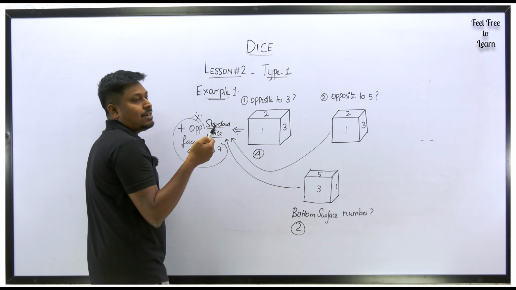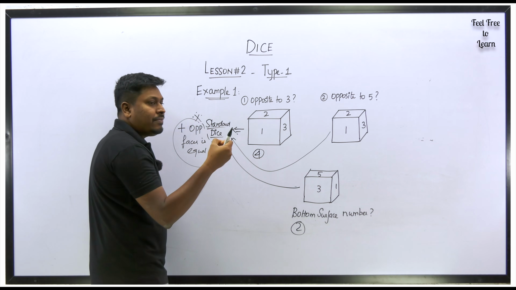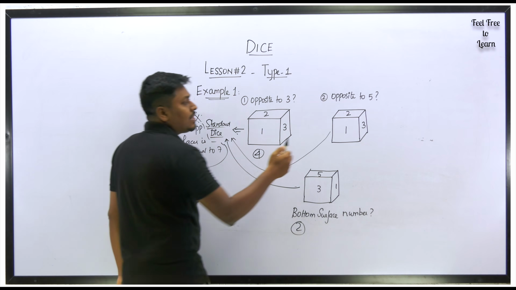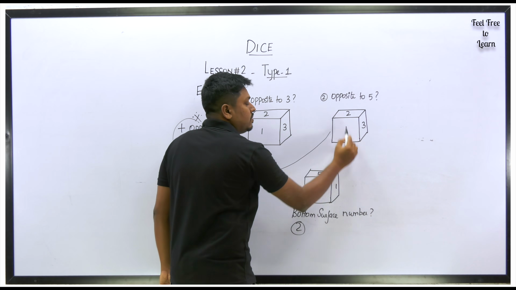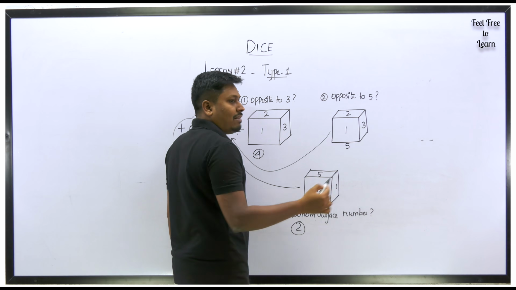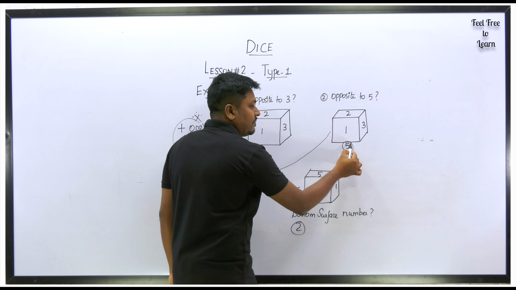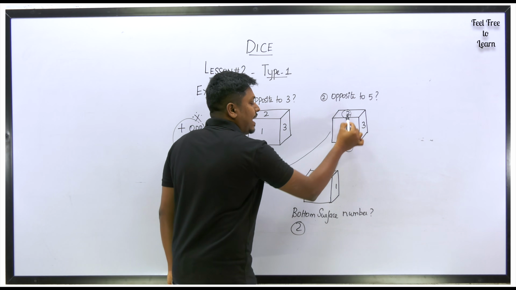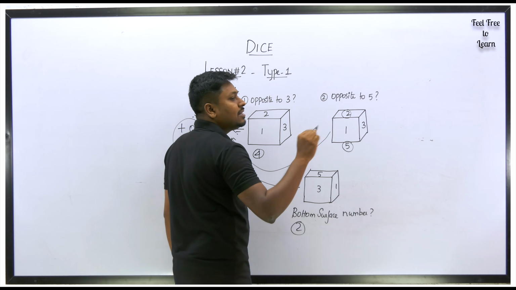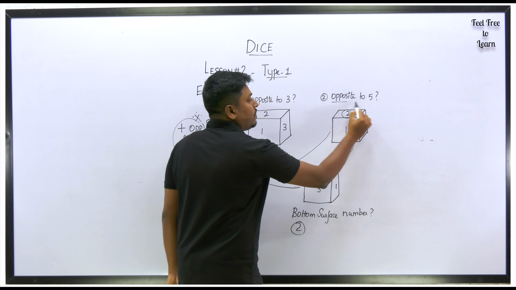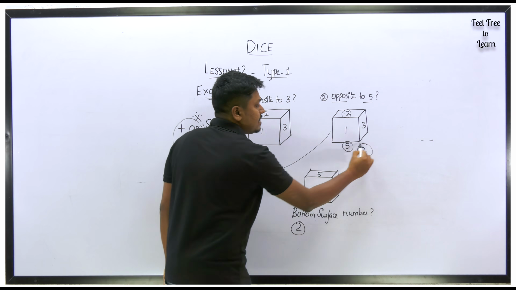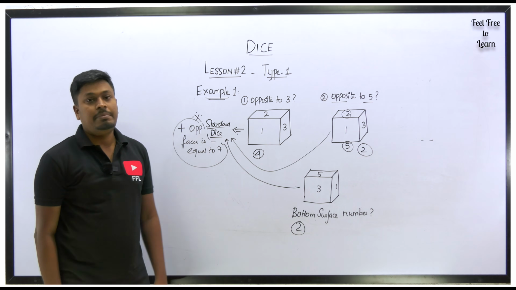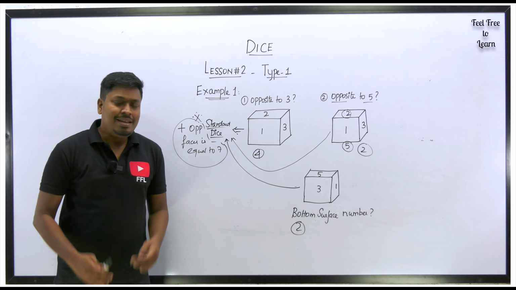If it is a standard dice, the sum of opposite faces will be equal to 7. What is our target here? Opposite to 5. We know that this top face is 2, then the bottom face will be 5. Only then we can say that 5 bottom face, 2 top face, while adding both the opposite faces, the resultant will be 7. So our target is to find what is opposite to 5. So opposite to 5 will be 2. So we can say that the answer for the question will be 2. Easy or not? Very easy, you know.